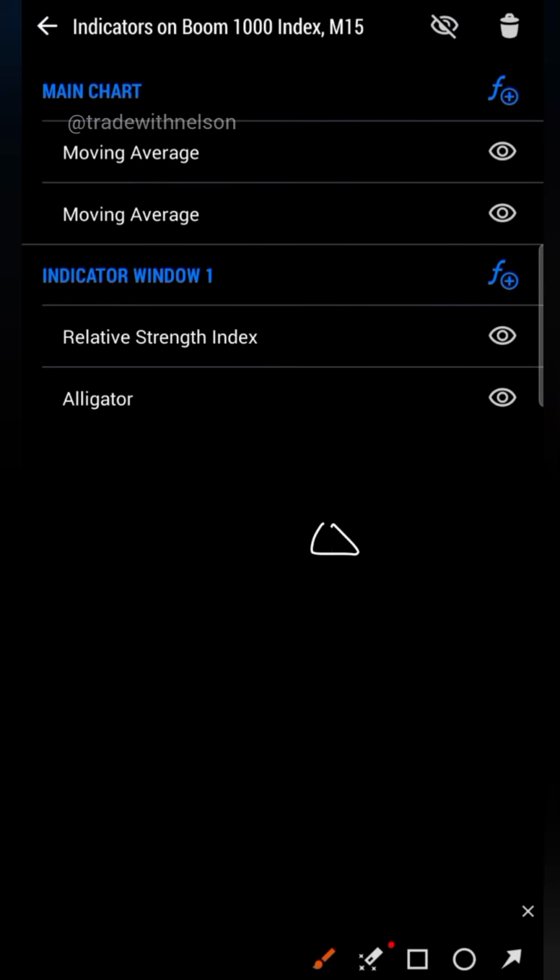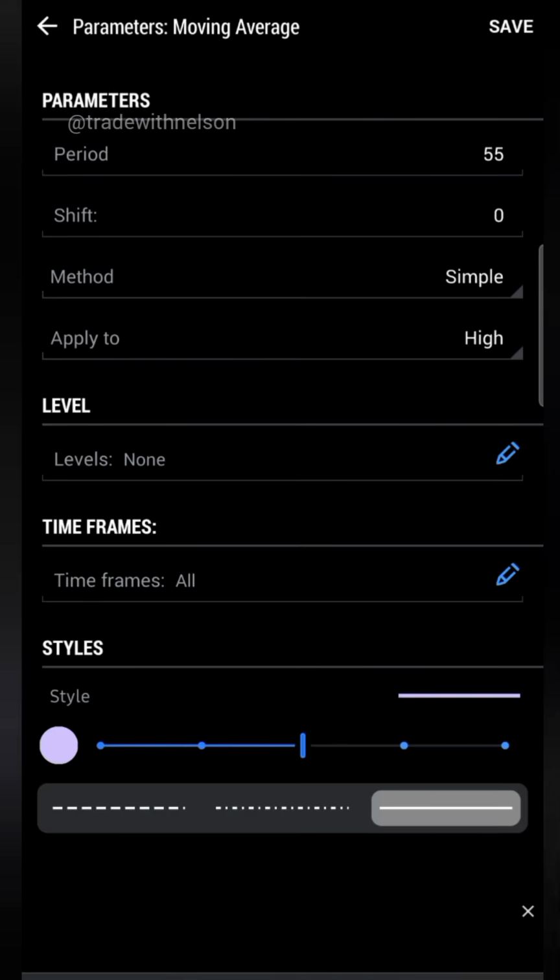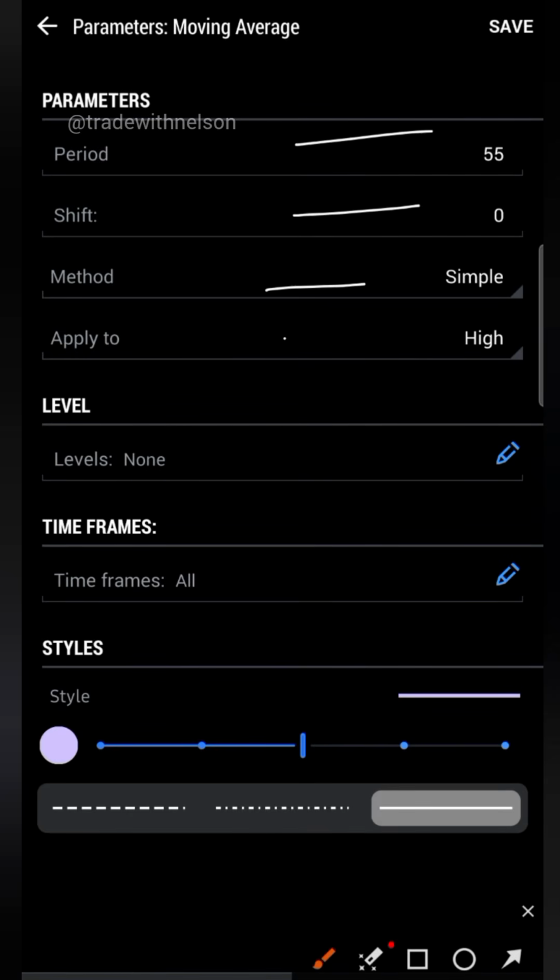As you can see, I have 4 indicators. To select the first moving average, click on the F icon on the main chart and search for your moving average. Make the period 55, shift 0, method simple, apply to high. For the style, color of your choice, 3 pixel. After that, you click on save.